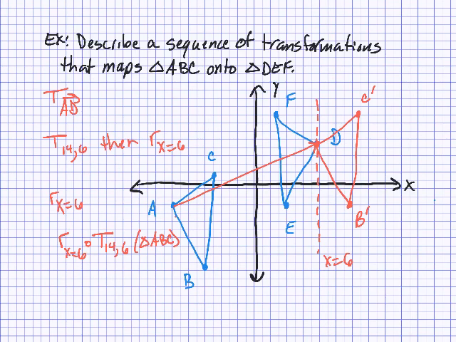Either way, the point is that there is a series of rigid motions that can map ABC to DEF. Therefore, triangle ABC is congruent to triangle DEF. So we will look at a few more examples in class, but that's basically using a series of rigid motions to show that two figures are congruent.